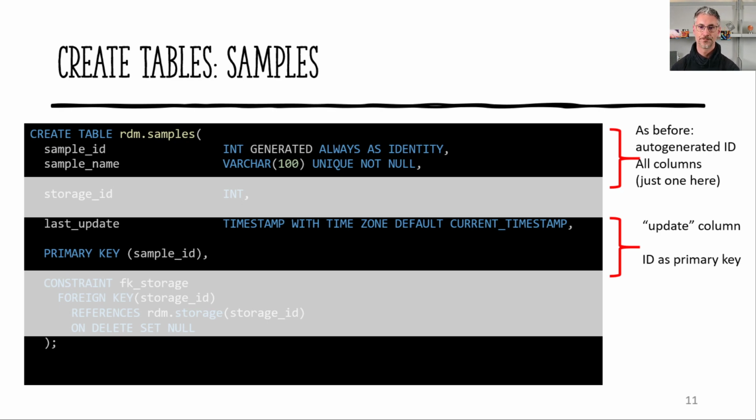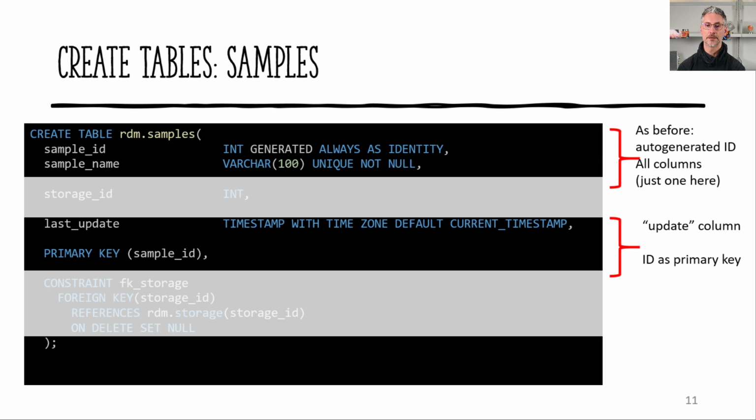We start as before. CREATE TABLE, RDM samples as the table name. Then we give it the sample ID just as we did before, INT GENERATED ALWAYS AS IDENTITY, to make sure that the database does this automatically. If we want to add to this table, we need to have a unique value, so no sample can be added twice. NOT NULL means we have to enter a name. Last update as before, TIMESTAMP WITH TIME ZONE DEFAULT CURRENT_TIMESTAMP, so that if the user doesn't define it, the database fills it in automatically, and we define the primary key.